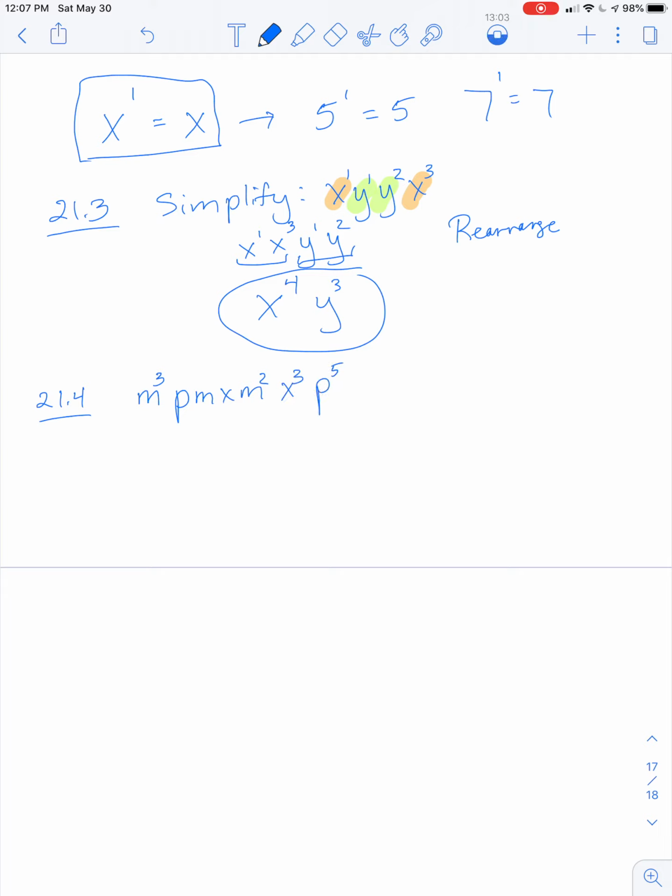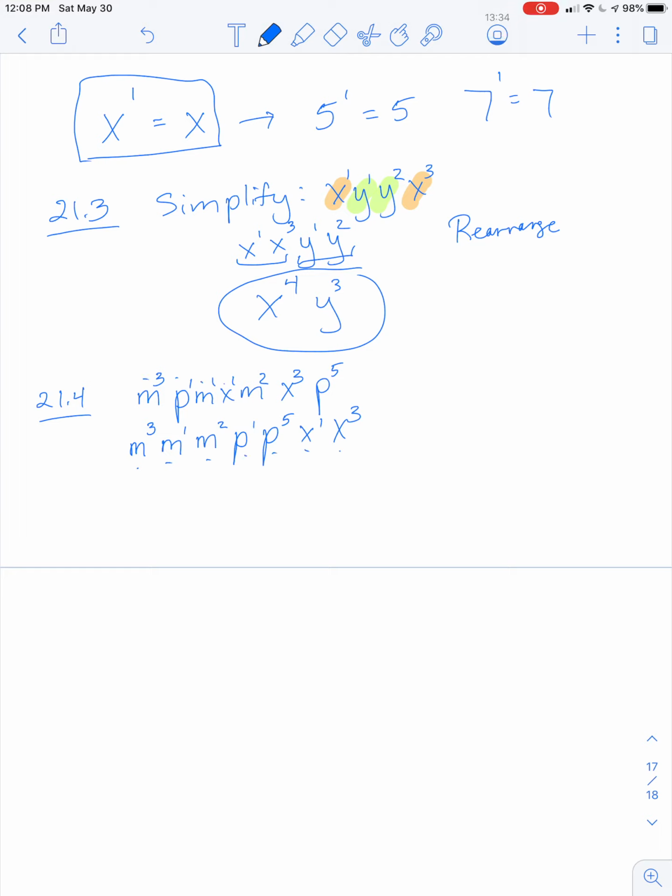First thing we want to do is try to categorize them or reorganize them or arrange them so that they're in order. So I would write m to the third, m to the first, m to the second. That's all my m's. I would have p to the first, p to the fifth. I would take my x to the first power and my x to the third power. And I usually recount. Did I catch them all? 1, 2, 3, 4, 5, 6, 7.